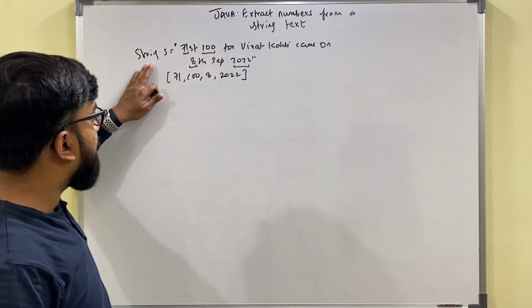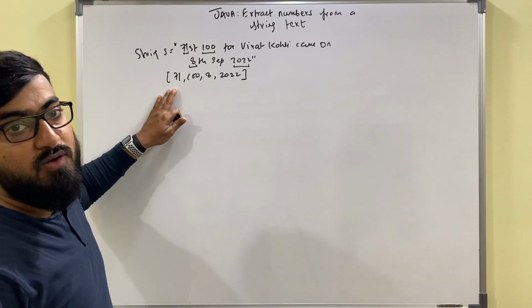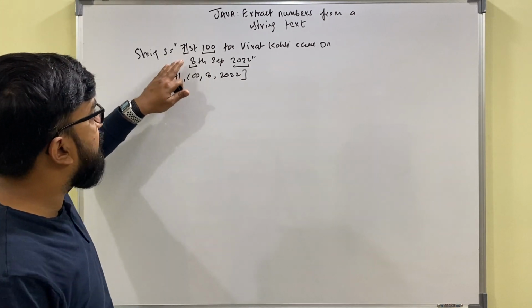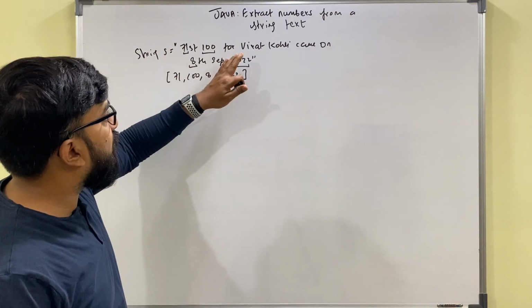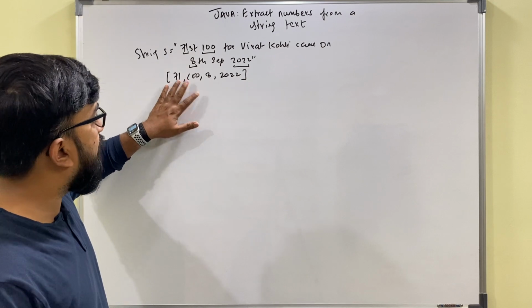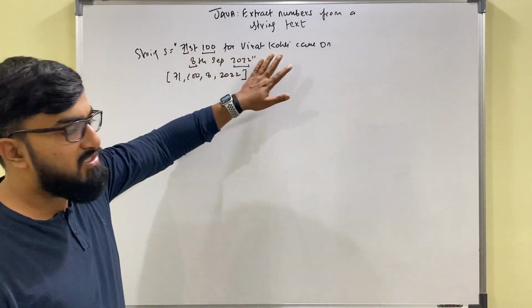So given this input, I need this output, and this is what we are going to do in the program. First I'm going to tell you how to extract integers, just as we are doing in this case, and then I will show you how to extract decimal point values. And when I test the code in the end, I am going to test it on multiple test cases, all possible variations of test cases.